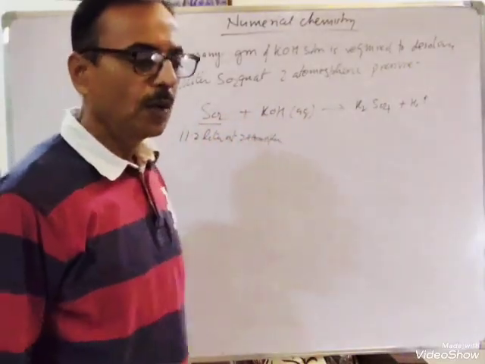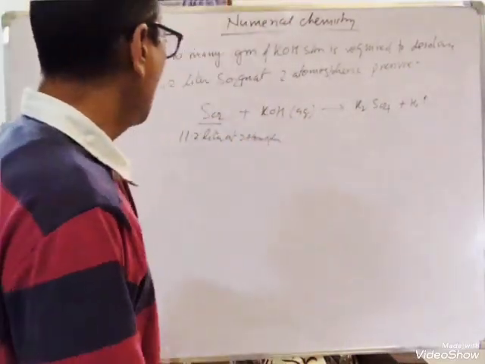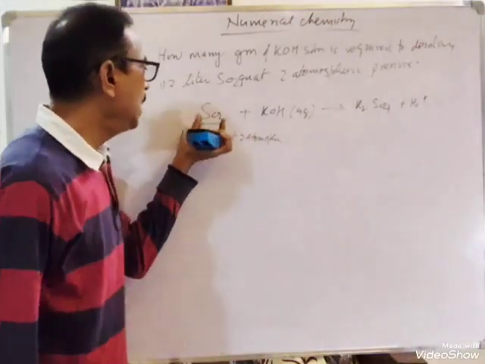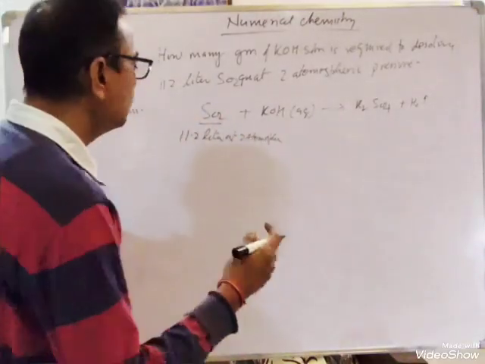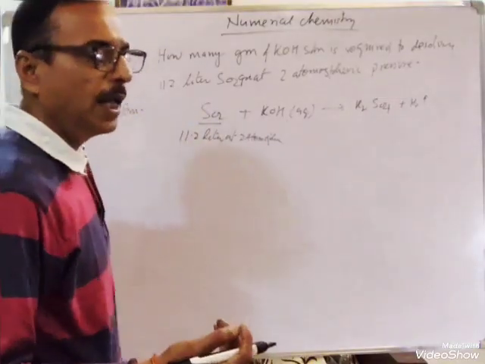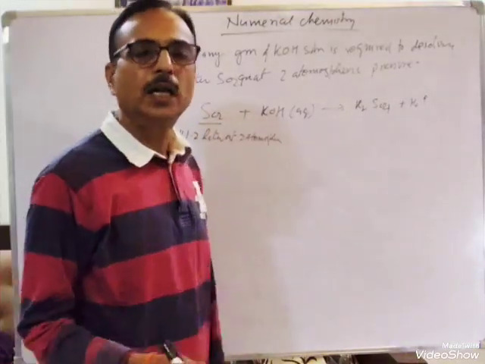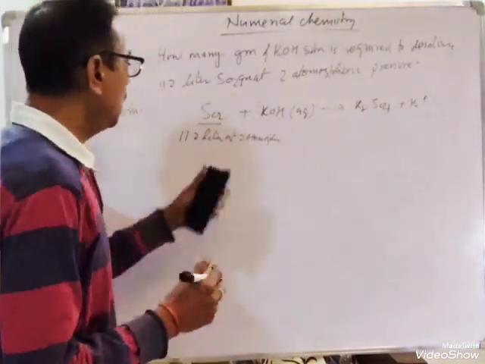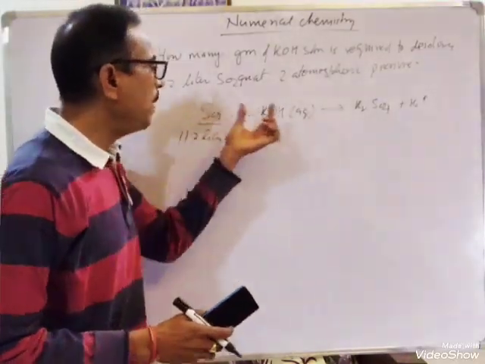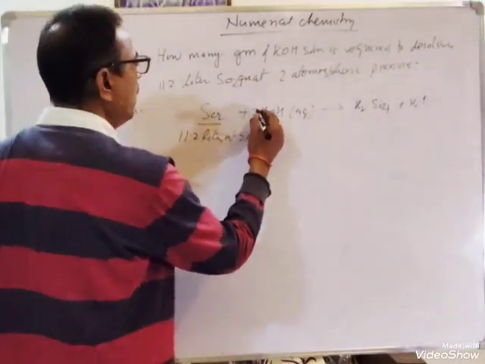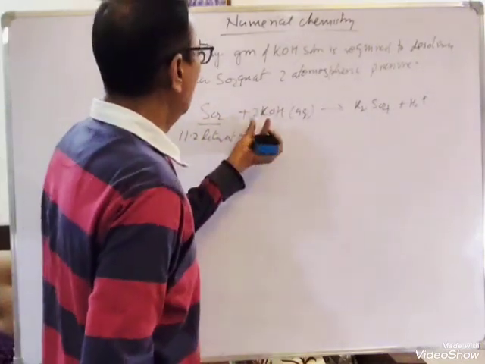So how will you calculate? First we calculate the number of moles of SO2. I have told you earlier when I gave some idea about normality and gram equivalent: in any chemical reaction, moles may vary.